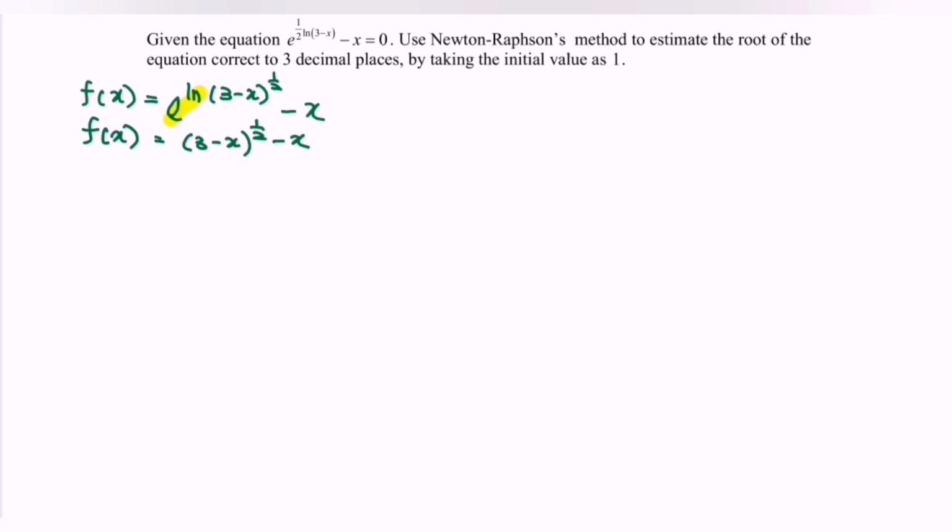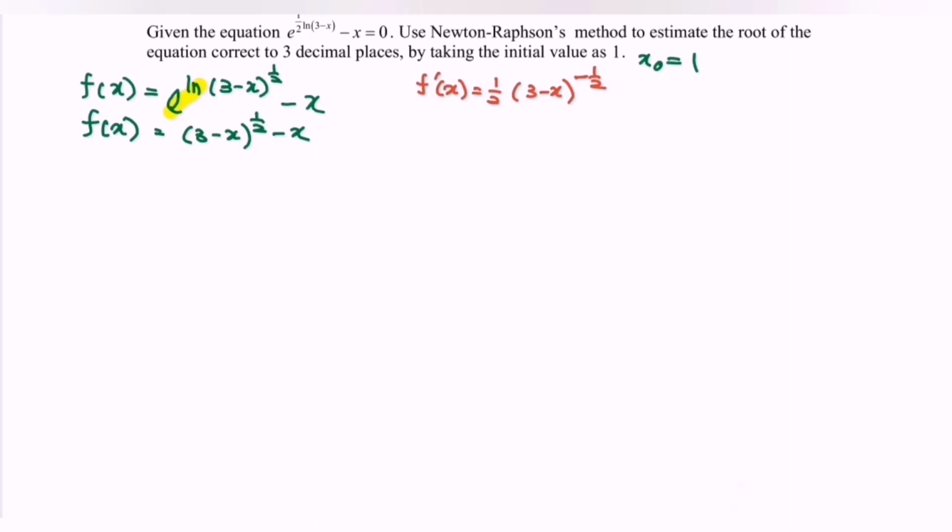Continue. Use the Newton-Raphson method to estimate the root of the equation, correct to 3 decimal places, by taking the initial value as 1. So here we have x0 is equal to 1. First, we have the equation. Next is to differentiate the situation. So we have f prime x is equal to, focus on the bracket (3 minus x) to the power 1 over 2. Differentiate, we have 1 over 2 (3 minus x) to the power of negative 1 over 2. And do remember to differentiate the internal function 3 minus x, and we will have negative 1. Continue, focus on the negative x, so we will have negative 1.